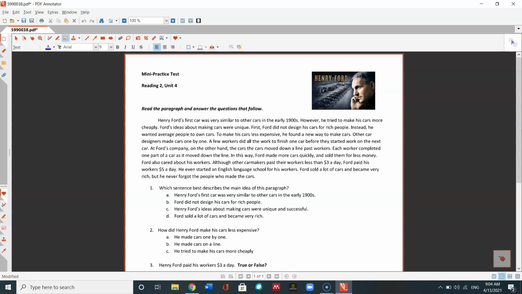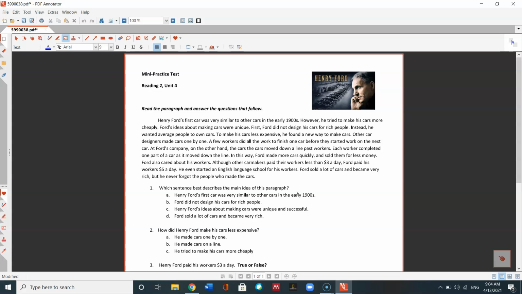So, let's analyze these questions a little bit, and we will look a little bit more. So which sentence best describes the main idea of this paragraph? The main idea of this paragraph. Letter A. Henry Ford's first car was similar to other cars in the early 1900s. This is the first sentence of the paragraph. Sometimes we find the main idea there.